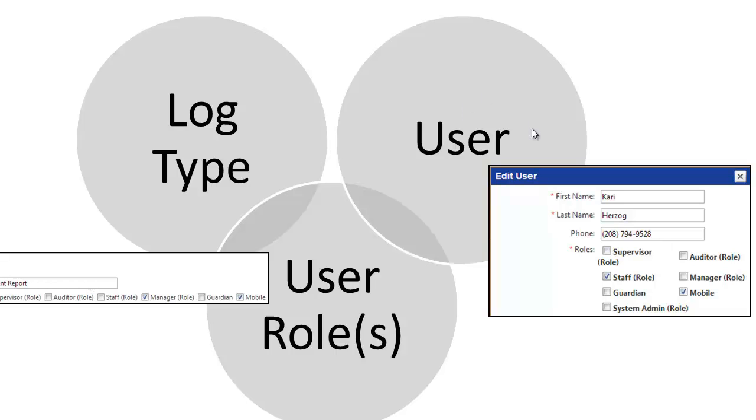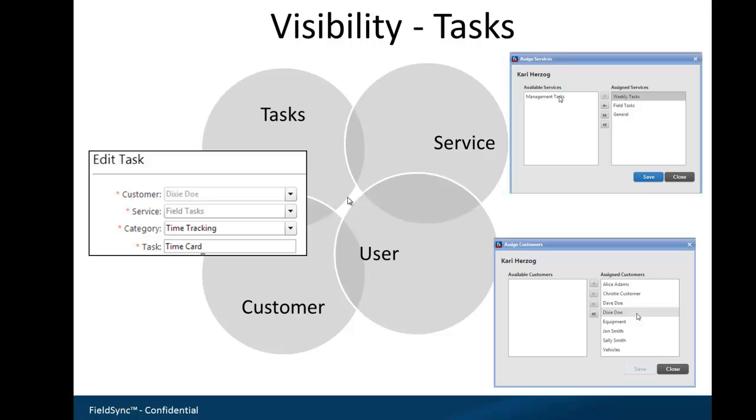So that being said, the user role is really what drives the visibility of a specific log type to the user. Now, when looking at the visibility for tasks, it's a little bit more complicated. As I mentioned, there is only one customer assigned per task. So here I've assigned Dixie Doe, and there's also an attribute for each task called service. Now, service allows you to categorize all of your forms and help further set the visibility to those forms. So that being said, the visibility for each task is really controlled by which customer it's associated with and which service it falls under.